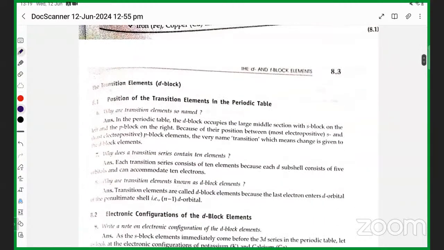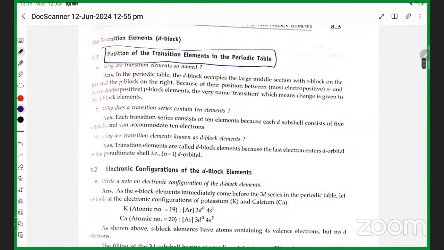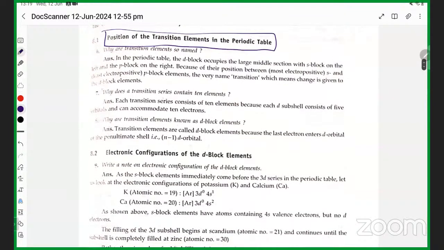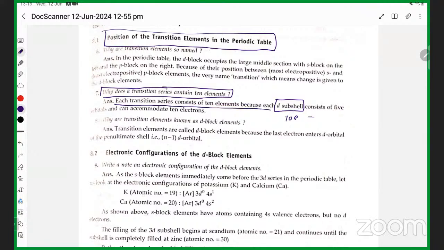What is the position of the transition elements in the periodic table? The position is between the s block and p block. Next question: why does a transition series contain 10 elements? Because the d subshell is getting filled, and the d orbitals can have 10 electrons. Each transition series consists of 10 elements because the d subshell consists of 5 orbitals and can accommodate 10 electrons.